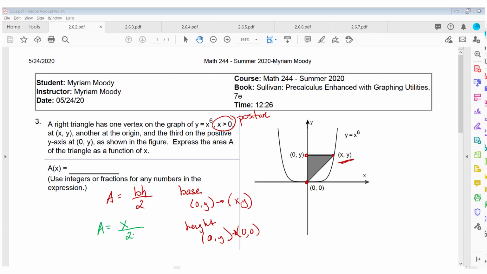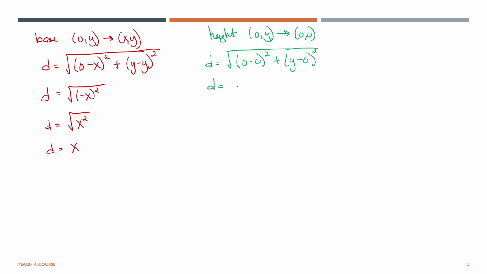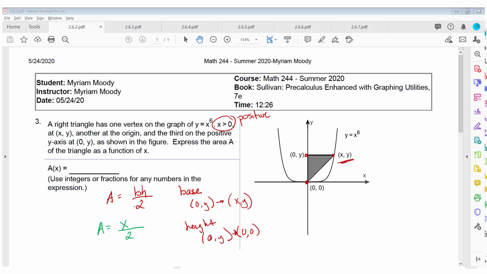Now we got to find the height. And we said the height goes from 0y to 0, 0. So I guess I need to find the distance of that, don't I? So it looks like we have 0 minus 0. Well, that looks good. Y minus 0. Both parentheses are squared. So it looks like I have the square root of y squared, which would just be y. All right, so it looks like the height is y. So it looks like I have the area of my triangle as x times y divided by 2.